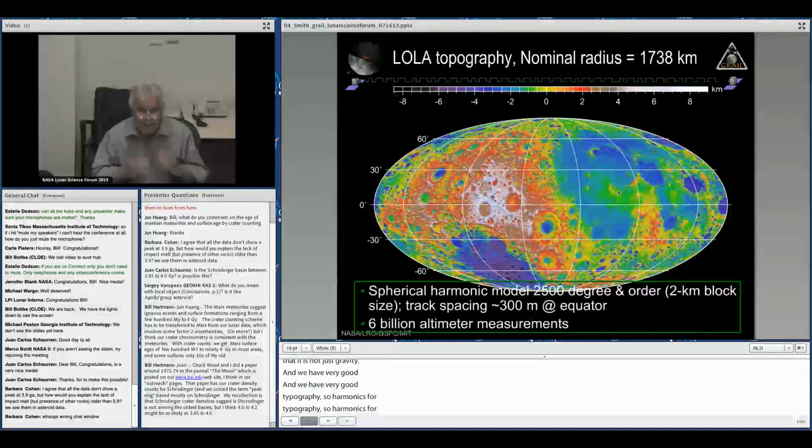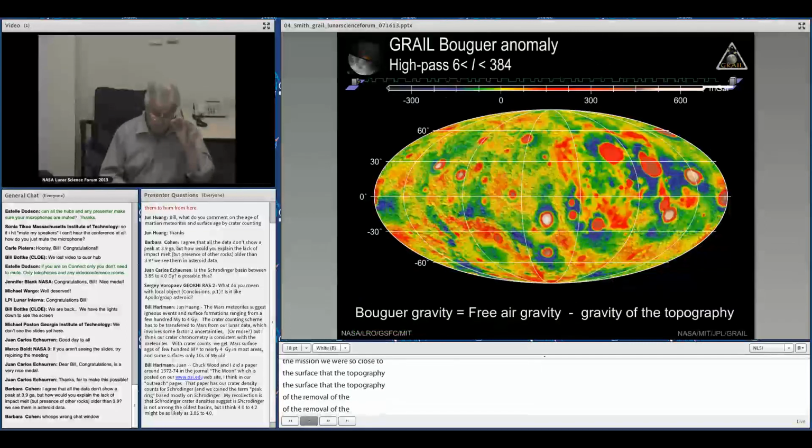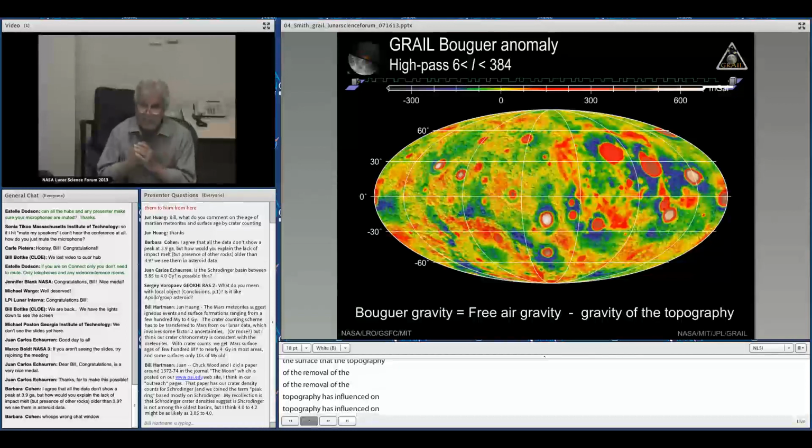However, in the latter part of the mission, we were so close to the surface that the removal of the topography as an influence on the gravity field becomes more complicated. Let me put it that way. But when we do remove the topography, we get something called the Bouguer anomaly, which is shown on this chart here. And this is really the interesting stuff.